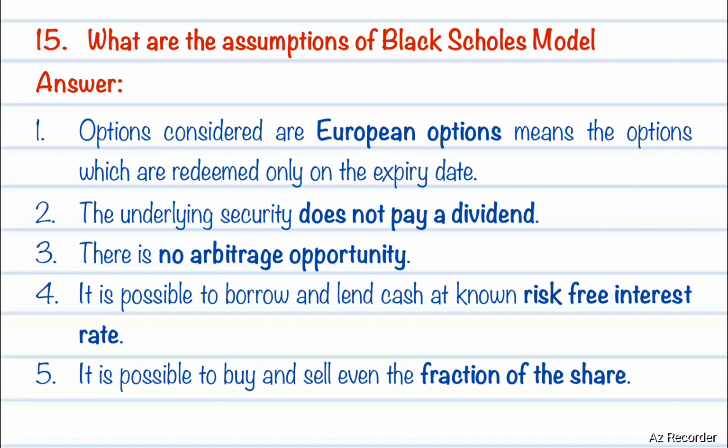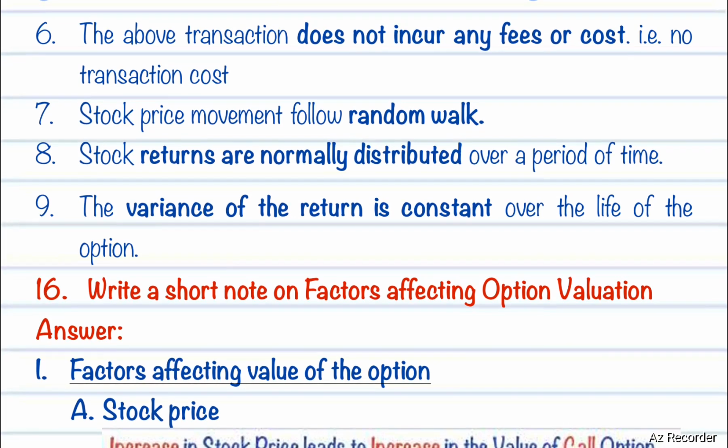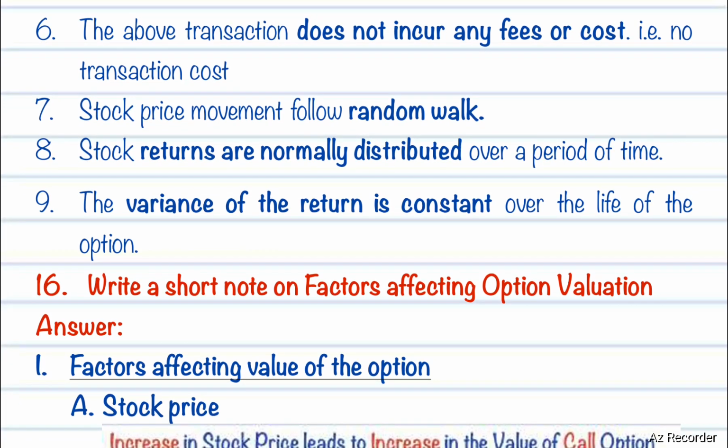What are the assumptions of Black-Scholes model? Options considered are European options, means the options which are exercised only on expiry dates. The underlying security does not pay a dividend. There is no arbitrage opportunity. It is possible to borrow and lend cash at known risk-free interest rate. It is possible to buy and sell even fractions of shares. The above transactions do not incur any fees or cost, that is no transaction cost. Stock price movement follows random walk. Stock returns are normally distributed over the period of time. The variance of the return is constant over the life of the option.